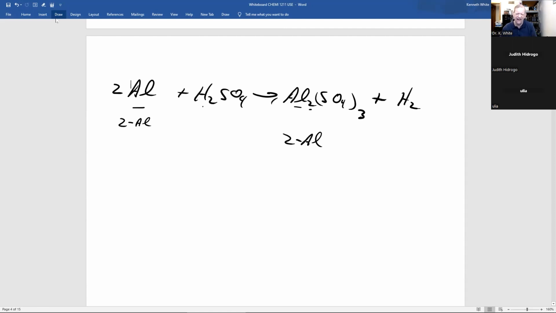Hydrogen, I'm going to wait till last. Sulfur, I have one sulfur here, but here, notice you have this bracket. Whatever is in the bracket, you multiply by the subscript to the right, 3 in this case. So 3 times 1, I have 3 sulfur. Oh, I only have 1 here. How do I get 3? I'll change the coefficient.